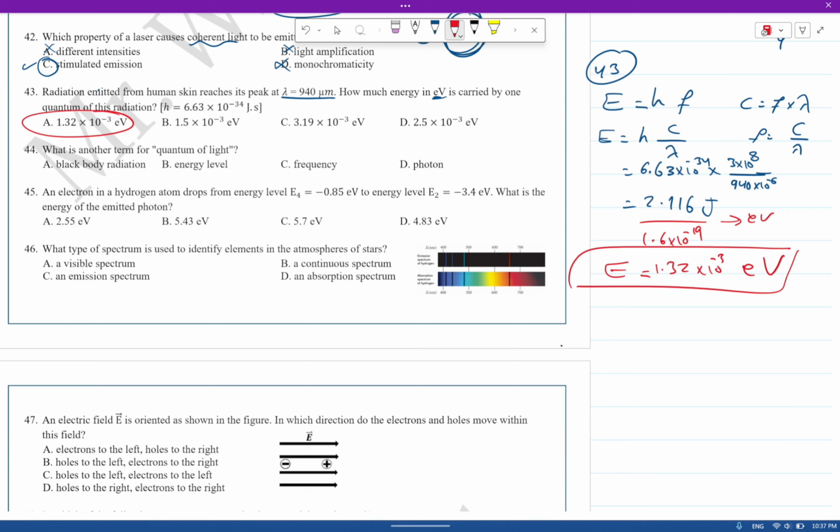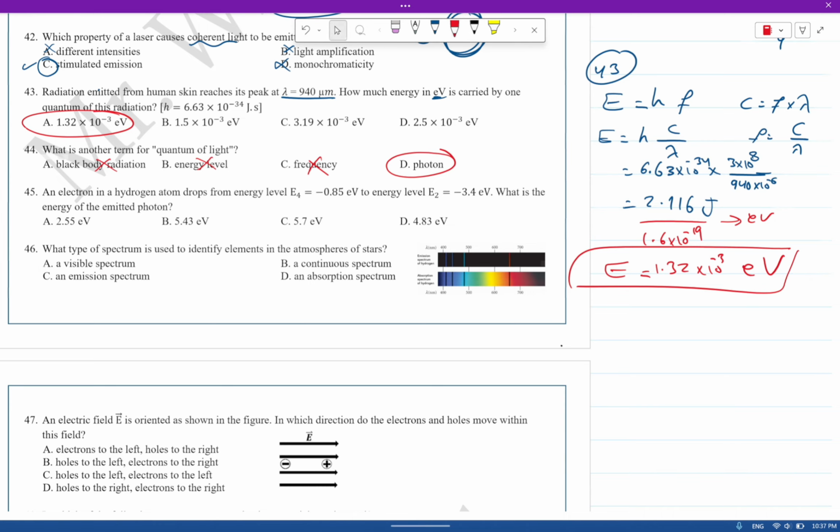Okay, question 44 says, what is another term for quantum of light? Quantum is a pocket of light, and of course another term for that is photon. But can we say it's black body radiation? No. Energy level? No. Frequency? No. It is a photon.